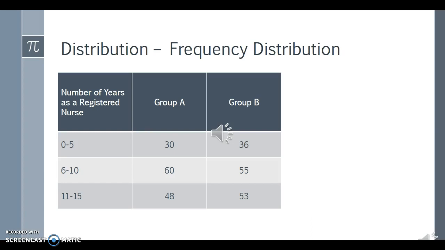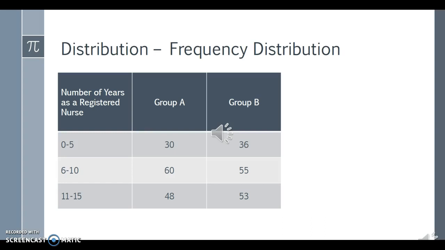Part of descriptive statistics is looking at the distribution of the values on a variable. For example, if we want to know how many times a certain group of participants responded to a specific variable, we're looking at frequency distribution. I've given you an example here of the variable of number of years as a registered nurse, and I have two groups of nurses, Group A and Group B.